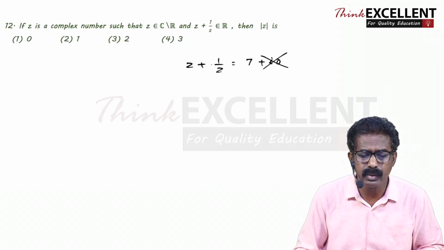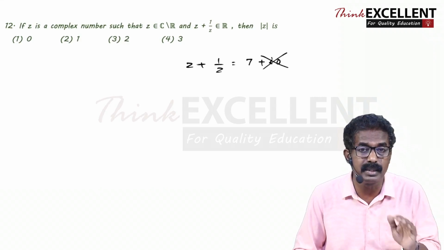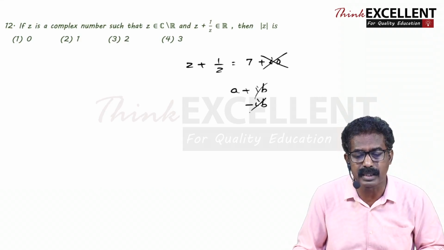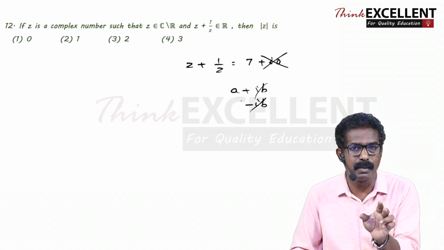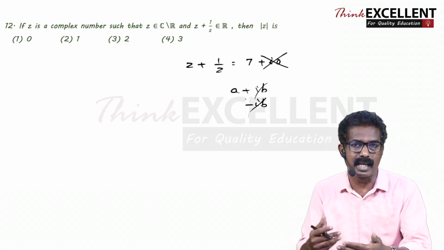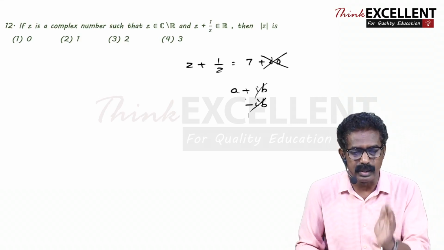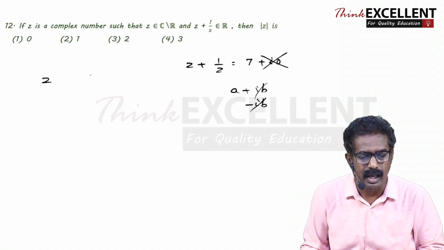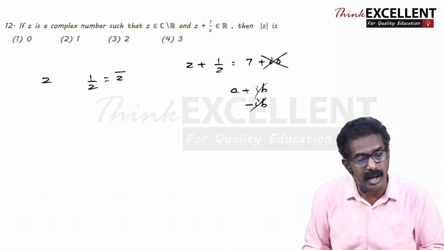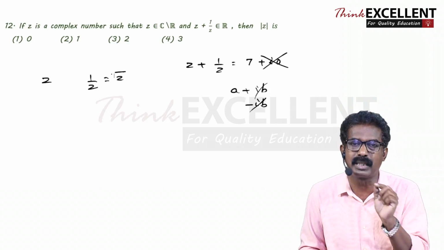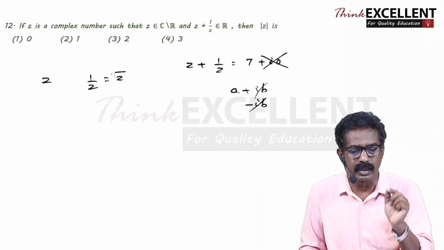So when can you add two complex numbers and get pure real? The imaginary part must get cancelled. Suppose one is A plus iB, then another one should be minus iB. Then only both get cancelled, right? So the imaginary part sign should be changed. So Z plus 1 by Z is real means Z is a complex number and 1 by Z you take as Z bar. When you take Z bar, we change the sign of the imaginary part. When you add, both get cancelled, so definitely you will get a real number.